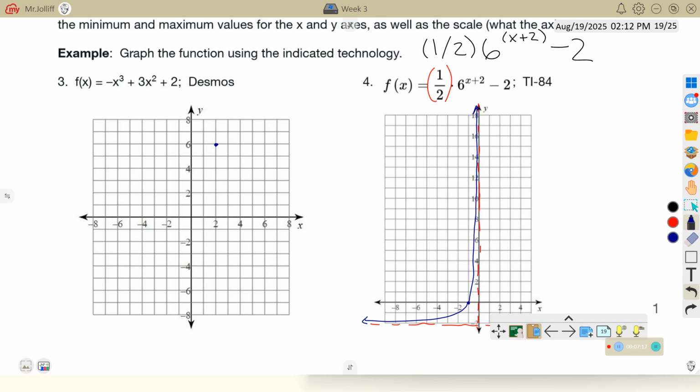0, 2. So that's our intercept right there. That's the bottom of the U. Very good. And then there should be another peak over here on the left because it's coming.